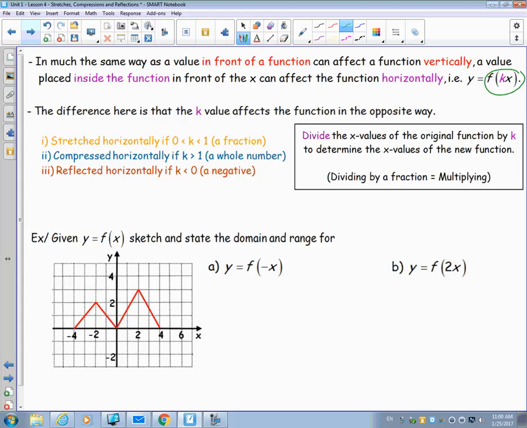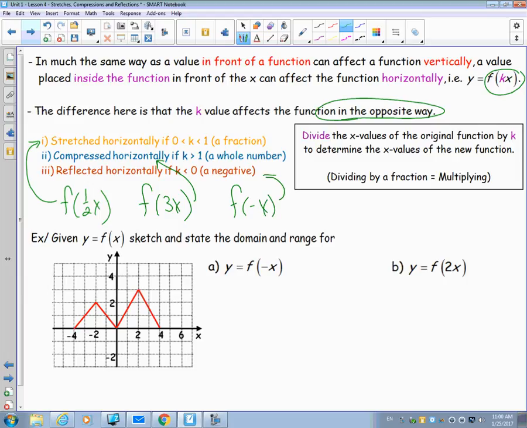And the trickiest thing of all is anything that affects x's does it in the opposite way. So what does that mean? Well, if it's a fraction this time, so let's say f of 1/2 x, it's actually going to stretch things. If it's a whole number this time, it's actually going to compress things. And if it's a negative, a negative actually does the same. It's a reflection. So these are all horizontal things. So how am I going to do the math for this? This time, instead of multiplying, because I'm doing the opposite, I'm going to divide the x values by k.